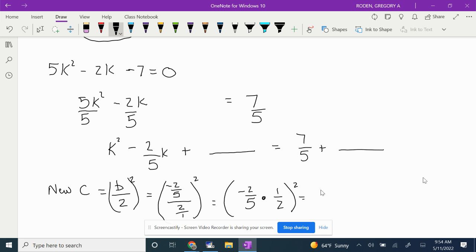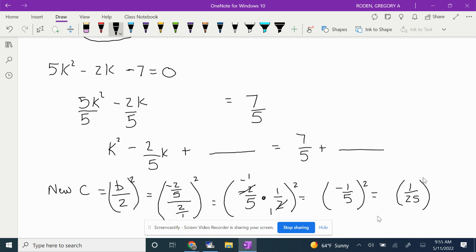Now let's do the math inside. Negative 2, this 2, that will cancel to a negative 1, and that will cancel to a positive 1. Y'all see that? So this is going to be negative 1/5 squared. But negative 1/5 squared is positive 1/25. And that is your new C.